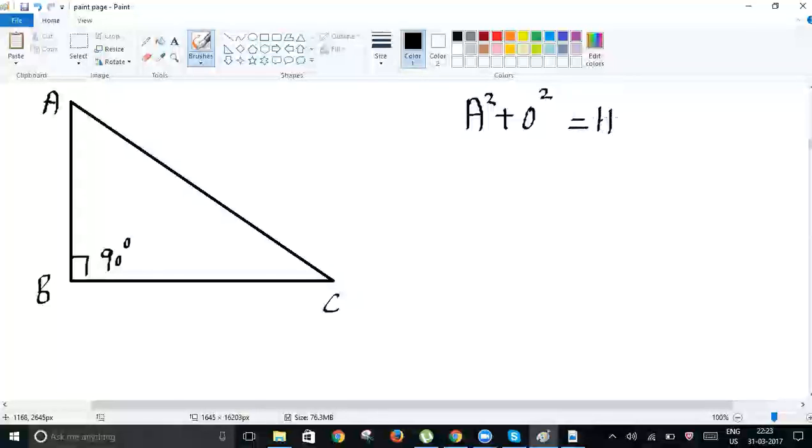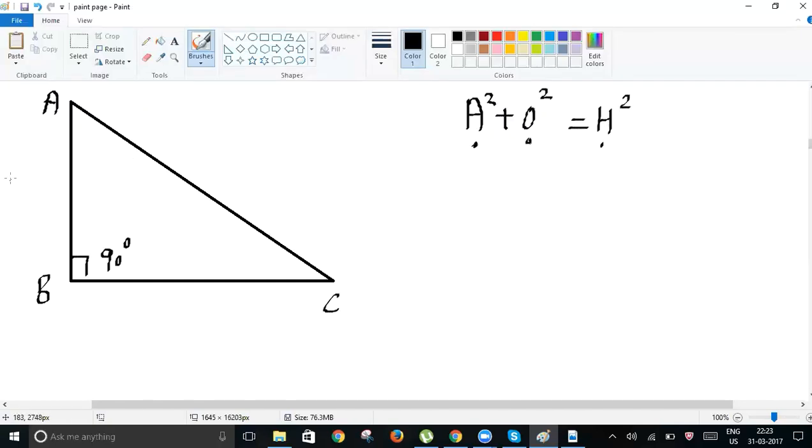To hypotenuse square. Kenzie, the main point of applying the Pythagoras theorem in a triangle is this: if we know two sides of a triangle, then using the Pythagoras theorem, we can calculate the third side. Suppose I'm giving you this triangle.